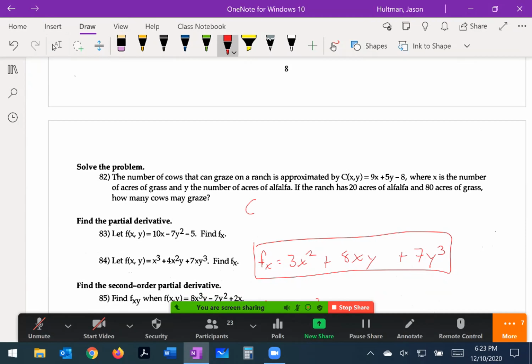So it's C of 20, 80 is equal to 9 times 20 plus 5 times 80 minus 8. And this comes out to 812 cows. Moo cows.